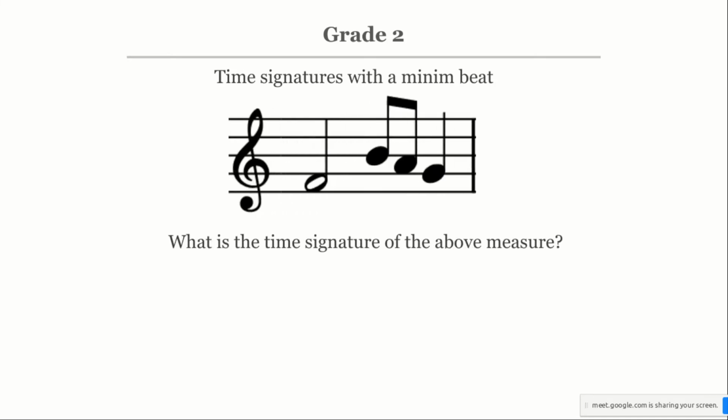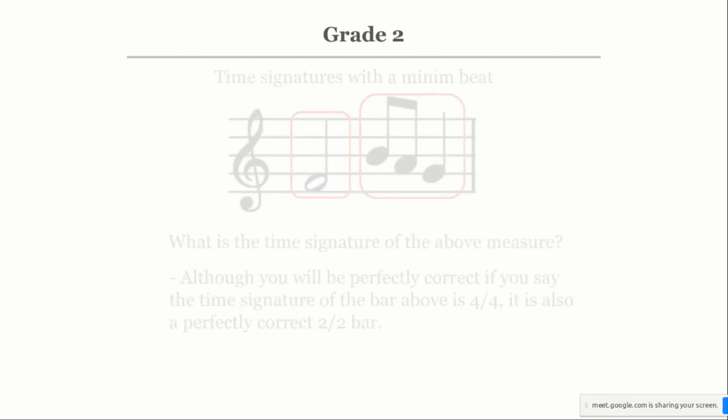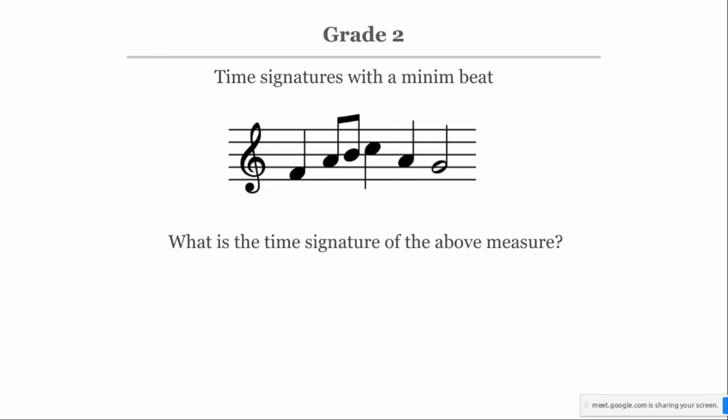So let's look at the following. The time signature of this can be 4/4 and it can be 2/2. Why? Because we can divide it into 2 minim beats. So it can fit either. If you say 4/4, well, if you say 2/2, that's correct. But the next one, this is how many beats in a bar? See if, Alice, you can get the time signature of this bar.